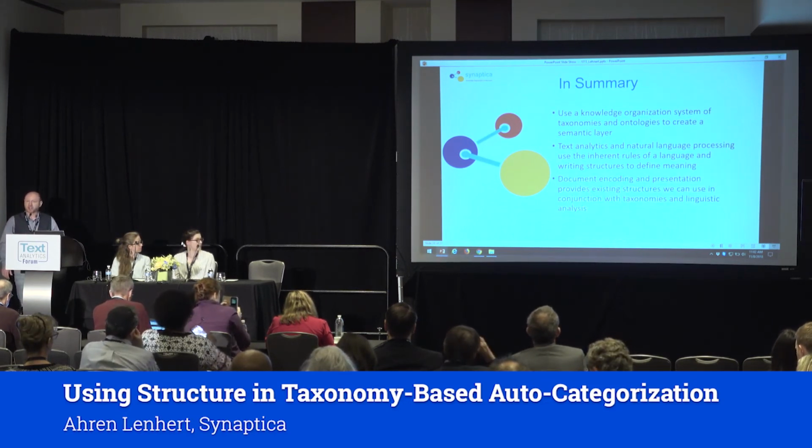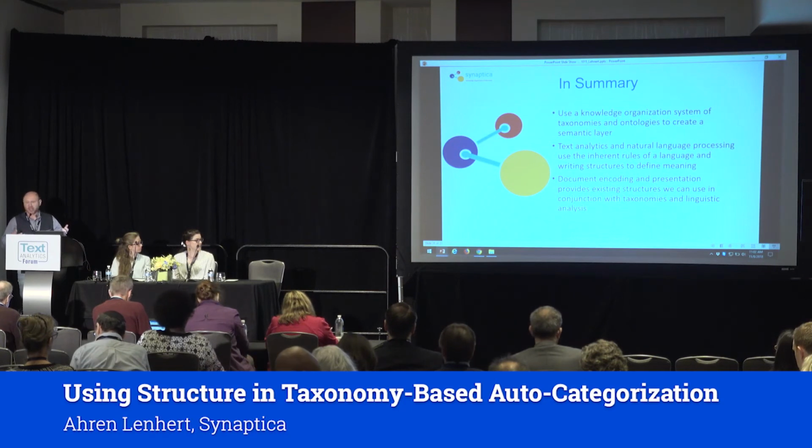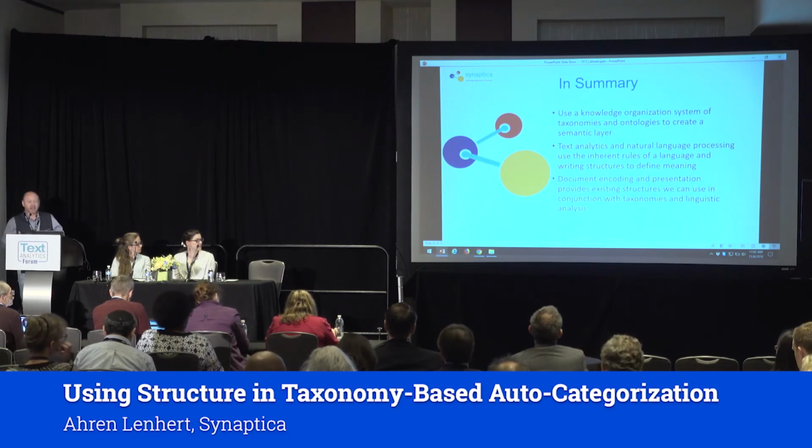Then we have the document encoding and presentation. So the document structure itself, again, whether it's highly marked up in a markup language or whether it's text, it doesn't really matter. I can define document sections. When I put all these things together, I get a lot better information and a lot more semantic meaning of the term that I'm looking for.